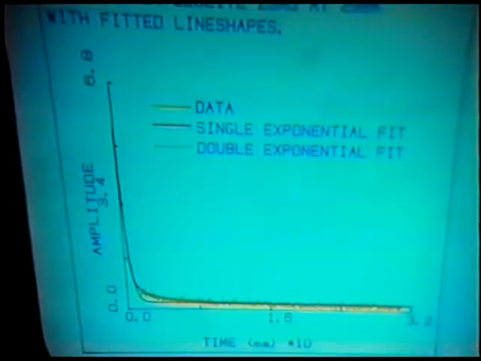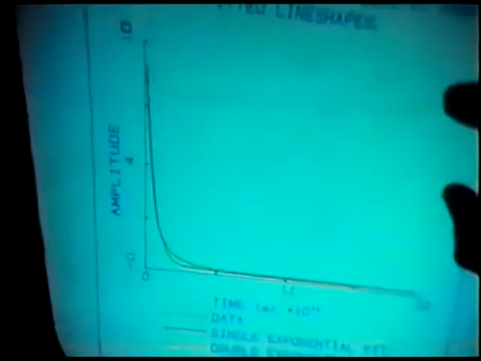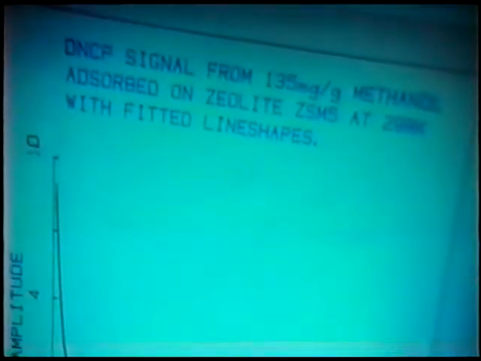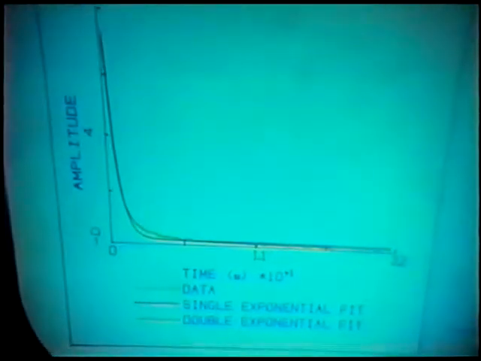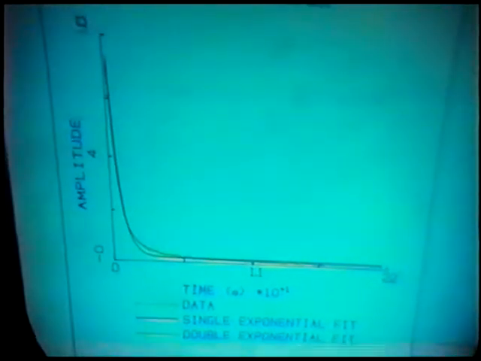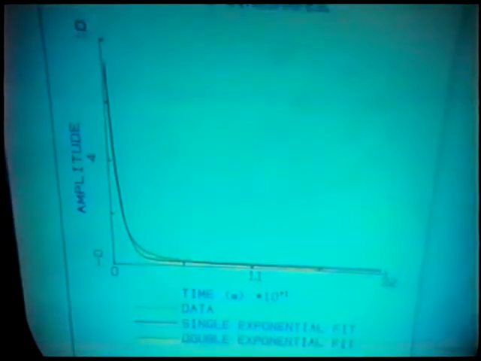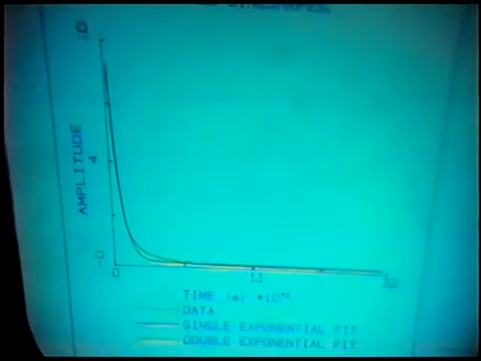With the ultimate decoupling experiment with DNCP, if anyone wants any more details about this experiment, I'll tell them about it afterwards because there isn't time to do this at the moment. Again, we get a very good fit to a double exponential. So we do have two different environments. We have molecules moving fairly slowly and molecules moving relatively quickly. And we're seeing a superposition.